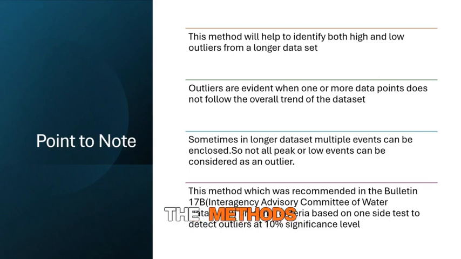Now, some of the methods of outlier detection can identify only one side of the outlier. That is, either it can identify the higher side, that is the largest value side, or it can identify the outlier at the lower side, that means the smallest outlier side. But this method can identify both high and low outliers.